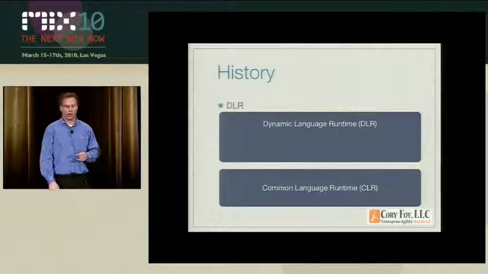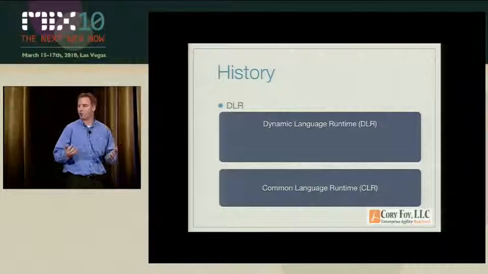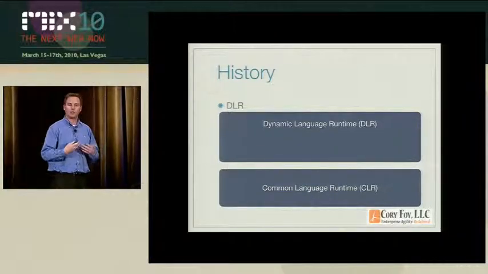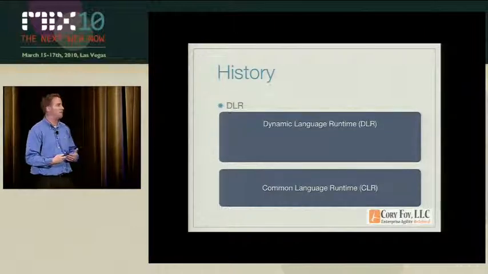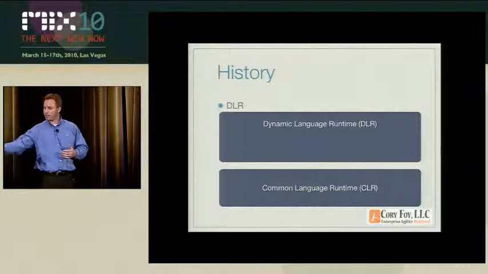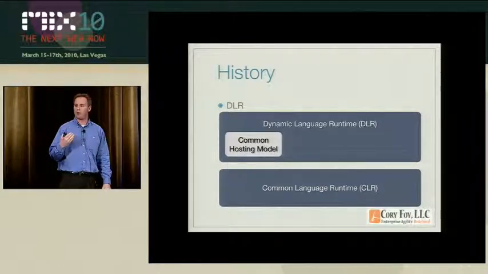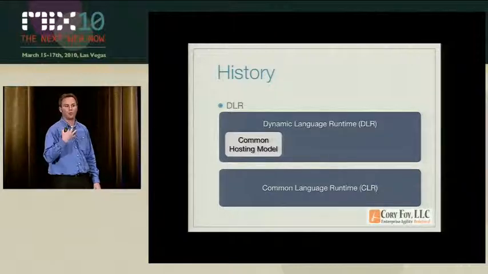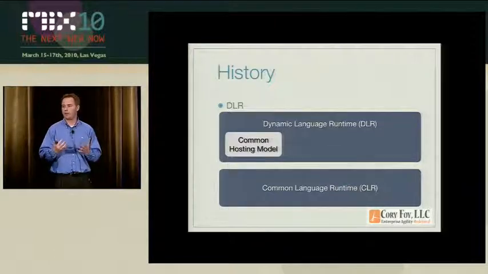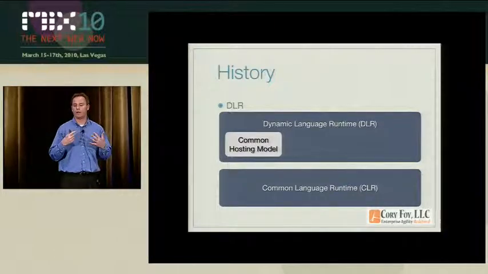So what is the DLR? We talked about that, and what is this mythical creature that enables all of these wonderful things that we can do now? The DLR, like I said, is a set of runtime libraries that sits on top of the CLR, and it consists of 3 modules. The first is the common hosting model. This allows you to run dynamic code inside of your C# modules. So C#, VB.NET, if I want to host a dynamic language as part of it, then I'm using the common hosting model. And we'll see an example of that in a little bit.